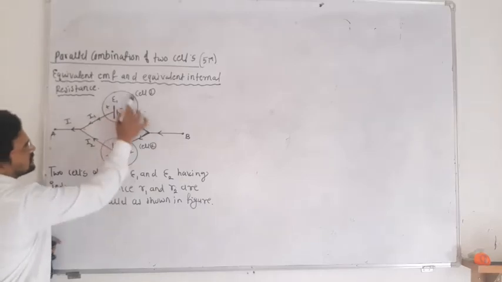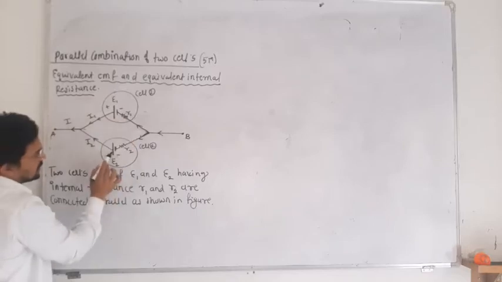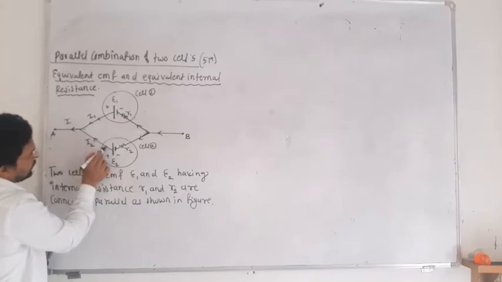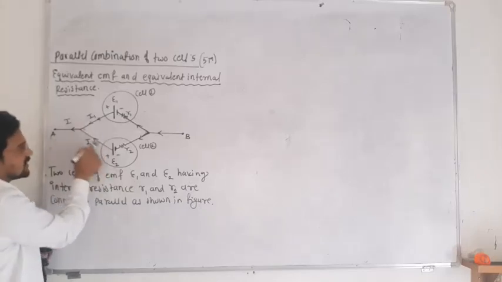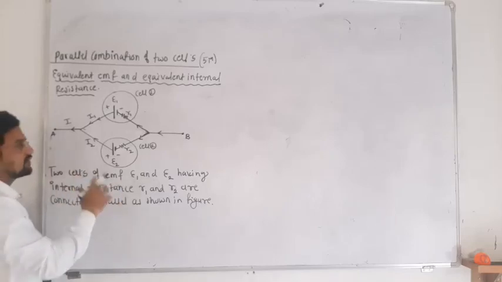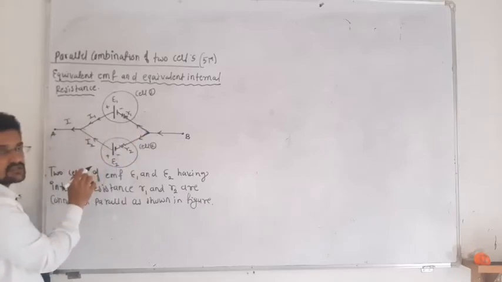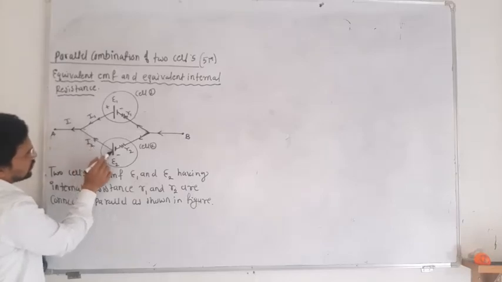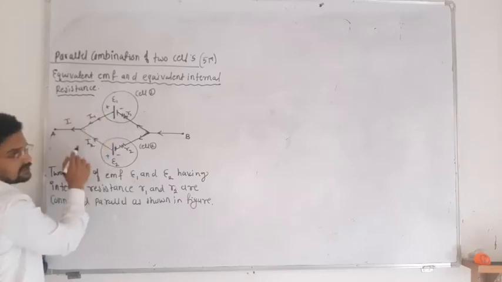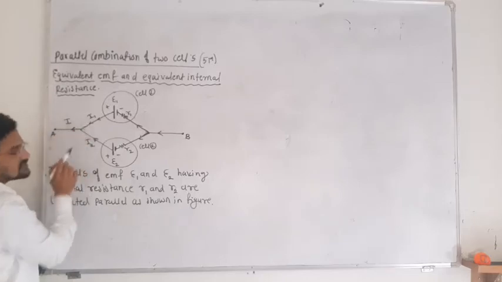These are the two cells, cell 1 and cell 2, with EMF E1 and internal resistance R1, and EMF E2 and internal resistance R2. From each cell the currents I1 and I2 are flowing, so the current is different. Whenever you connect things in series, the current is the same and the potential is different, but in parallel the potential is the same and the current is different. The currents combine to give I, so I is equal to I1 plus I2.